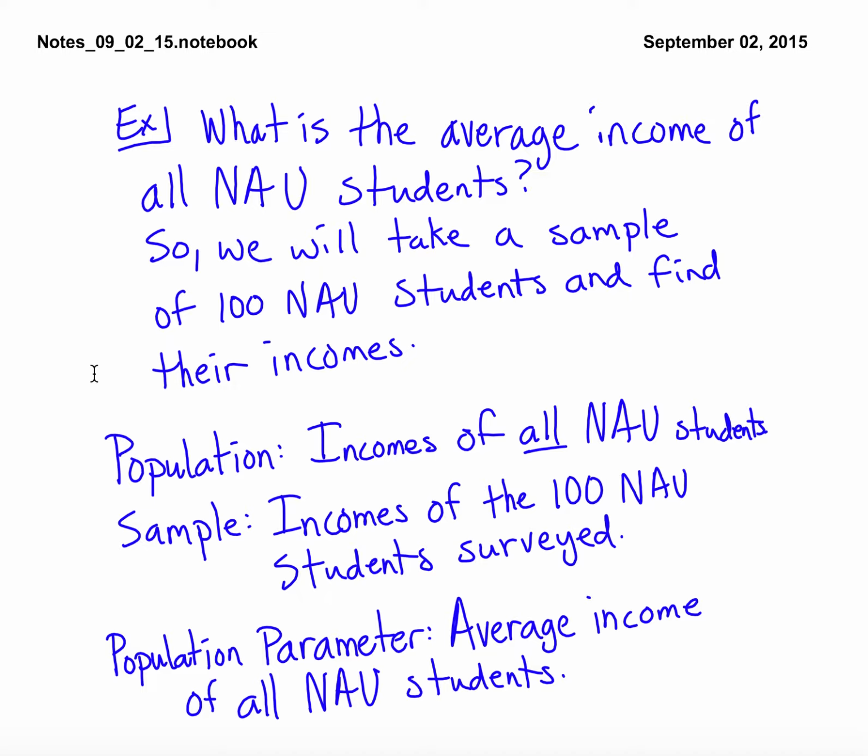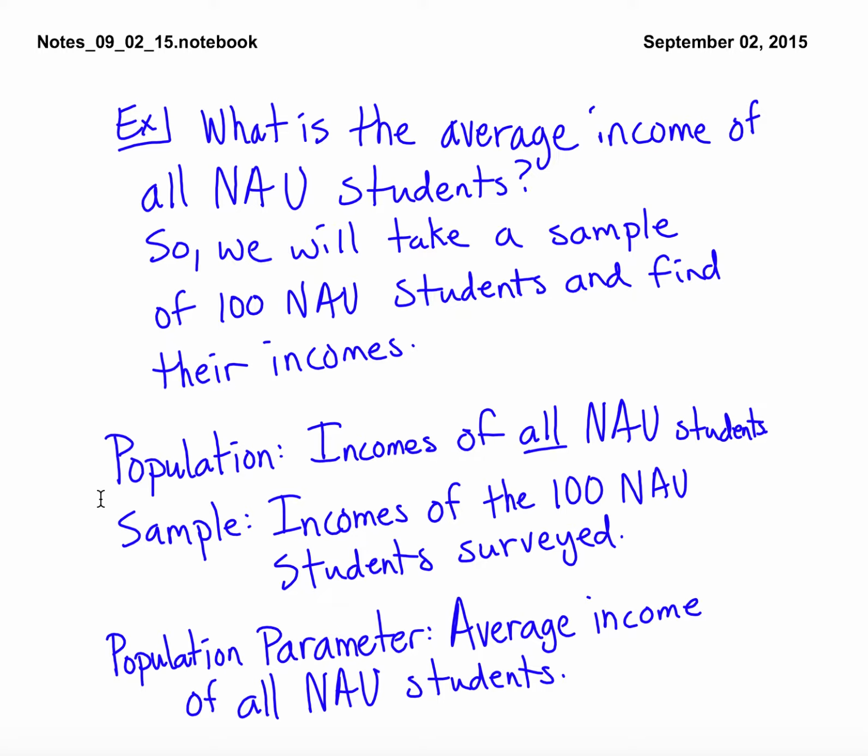We wouldn't be finding the average. You can't measure an average. You would have to actually measure every single NAU student and get their income. So your population is the income of all NAU students. You could conceivably do this, but again, the NAU students are constantly changing. Students come in and leave, graduate, and so forth. So getting all of them would be almost impossible.